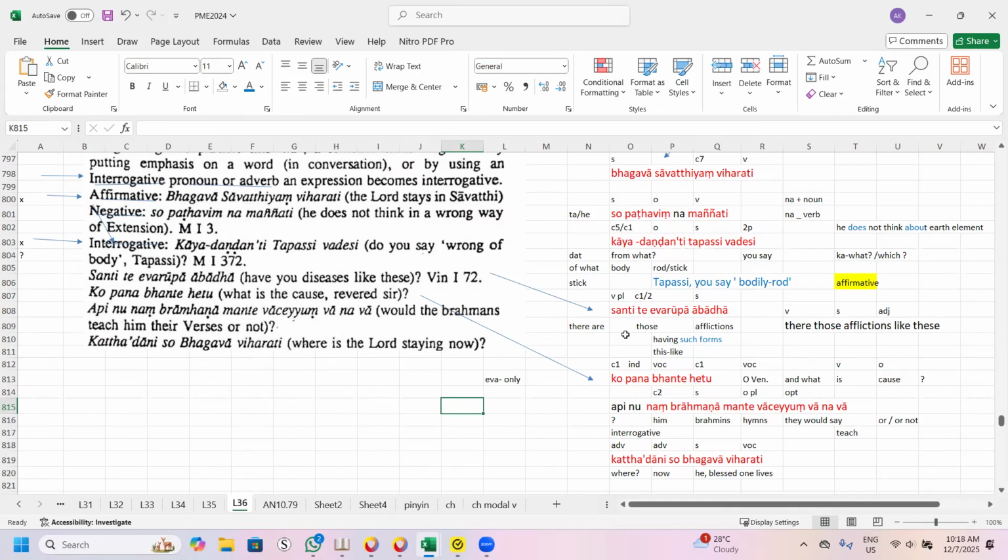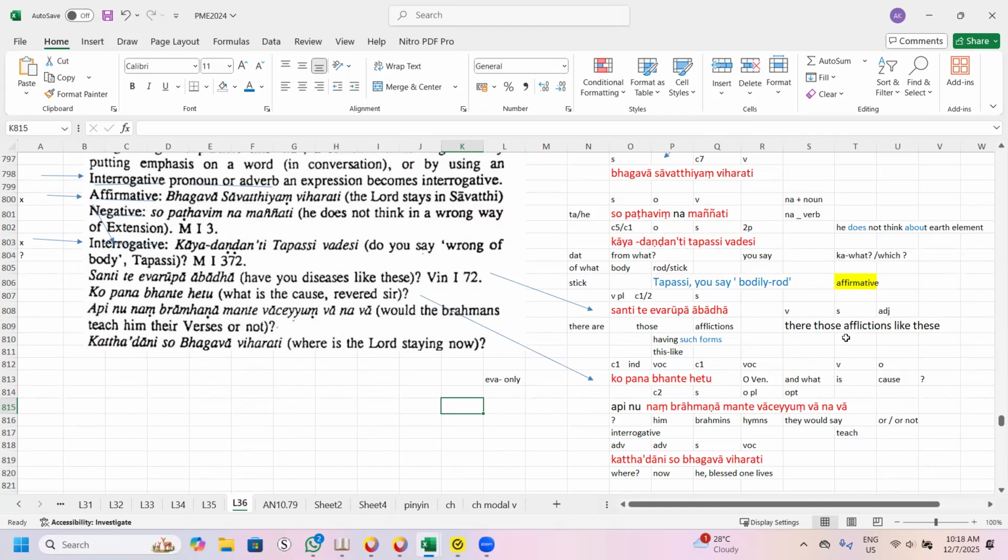Now if you look at the here, how are you going to translate? Those afflictions. This one is the adjective to those afflictions like this. So you take the overall "those" and then you come to here, because this and this is the subject, affliction. This is the subject because this is plural. So see, this is our subject. This is a verb.